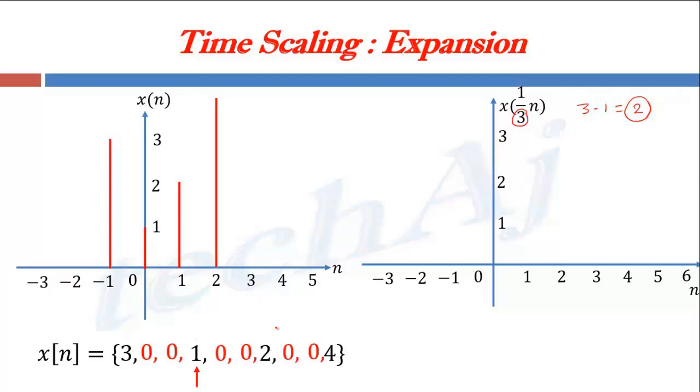If we draw this signal, we'll get amplitude 1 at the 0th element, which is indicated by the arrow. Toward the left, there are 2 zeros. So 0 at minus 1, 0 at minus 2, and then it has the sample of amplitude 3 at minus 3. Similarly, toward the right side, there are 2 zeros, and then a sample of amplitude 2, again 2 zeros, and then a sample of amplitude 4.